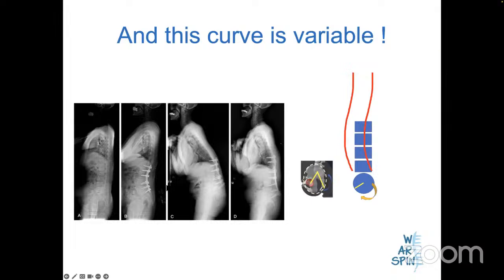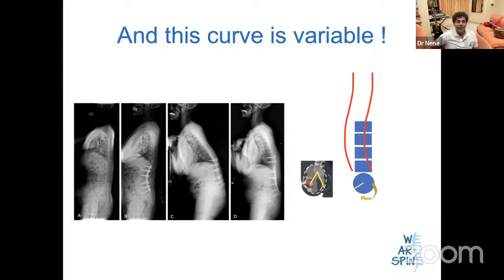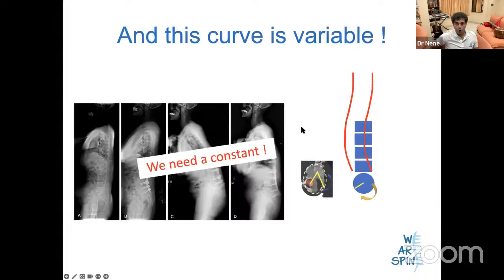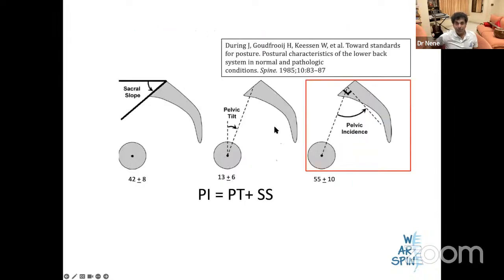One question. Yes. How to find out the PI, sir? So you have to have a standing lateral X-ray, which covers at least the top of the femur like this. The minute you do that, you have the center of the hips and you draw that angle, as you can see here. It's the angle drawn between the center of the hips to the center of the sacrum. Okay, that is one line that you want to draw.